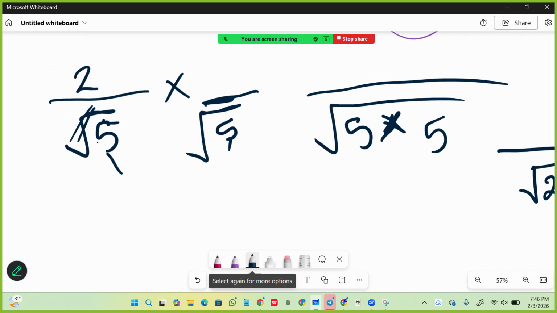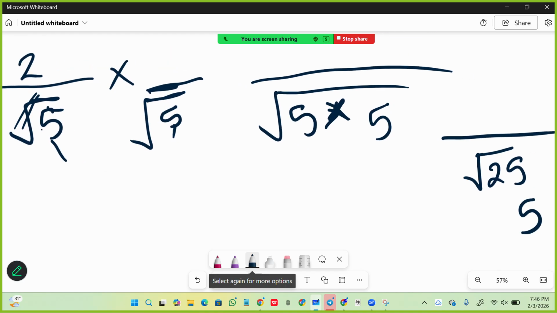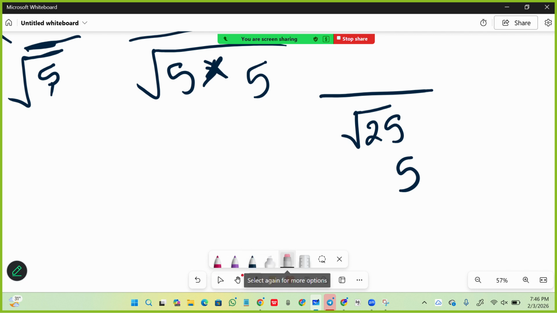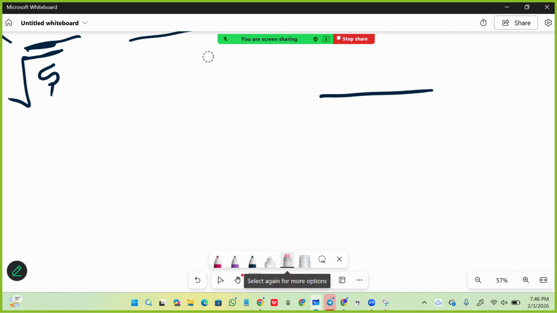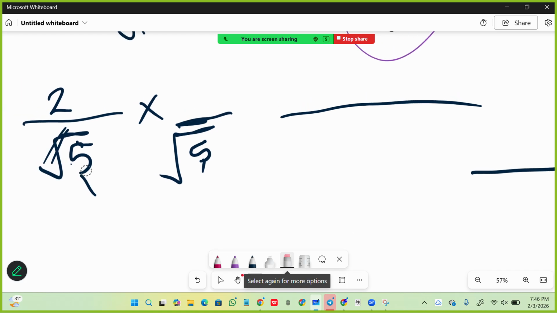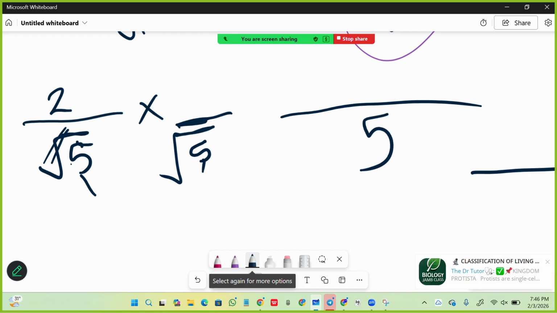Now, because we multiply, we are trying to do a trick here. We are trying to do a trick here by removing this surd, because we know that when we multiply this root 5 times this root 5, it will end up giving us what? 5. Whatever we do down, we must do it up, root 5.